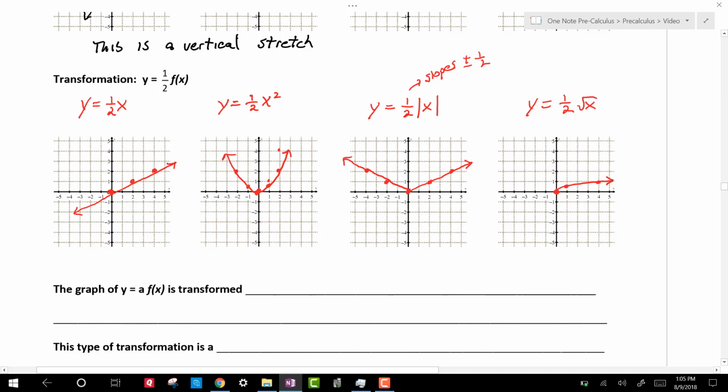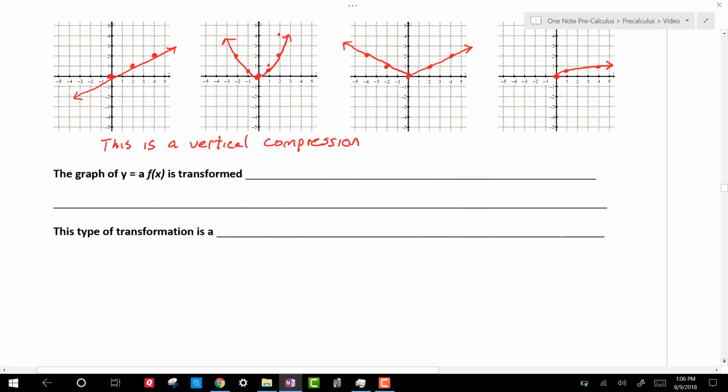All right? So this graph is a vertical compression. It's being pushed down. Okay? That's all that's happening. The key point, the first point on the parabola, the vertex or the starting point or the y-intercept, doesn't change. All it does is push all of the other points down half the space that they used to be.